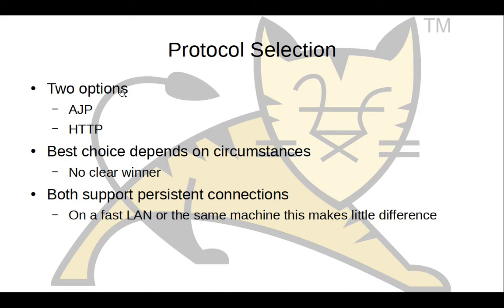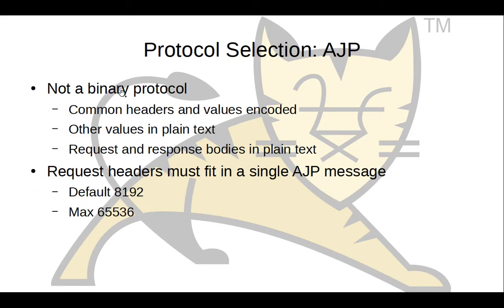Now, in terms of whether you want to use AJP or HTTP, there isn't a clear "you should always use this one". It does depend on the circumstances. Both support persistent connections, although on fast LANs or on the same machine, that doesn't make a huge amount of difference. So really, what you're actually trying to use it for will probably determine which protocol you want. So if we look at AJP first, it's often referred to as a binary protocol.